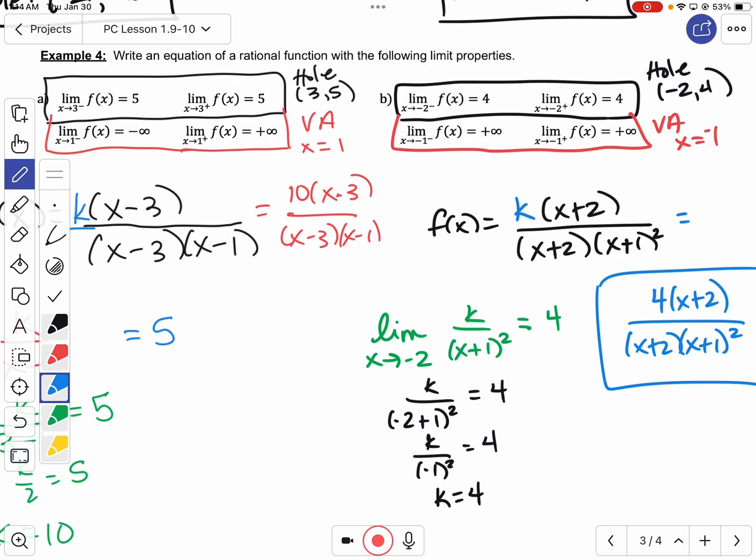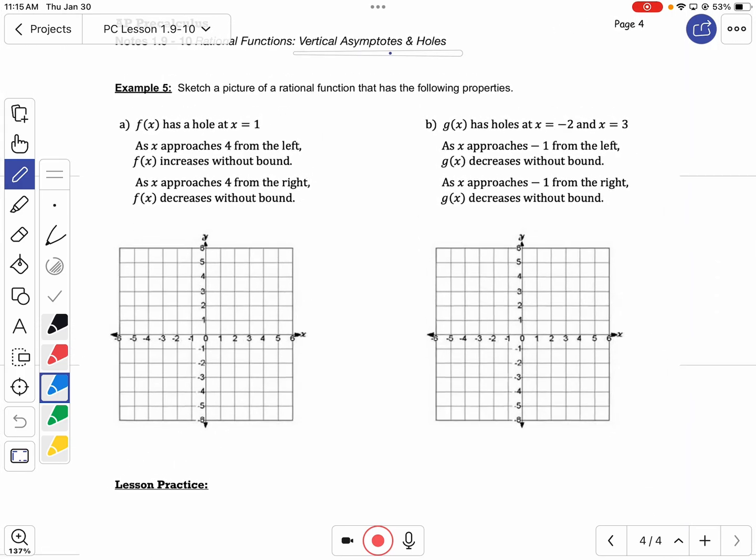Okay, last thing. Can we take all those descriptions and draw a graph? That's the last thing we have to do. Take all the descriptions and draw a graph. Okay, so AP really likes us to be able to work with multiple different representations. Can we take words or symbols and create an equation? Can we take words, symbols, create a graph? Can we take tables and do the same? They like all those representations. So these are our last two problems.